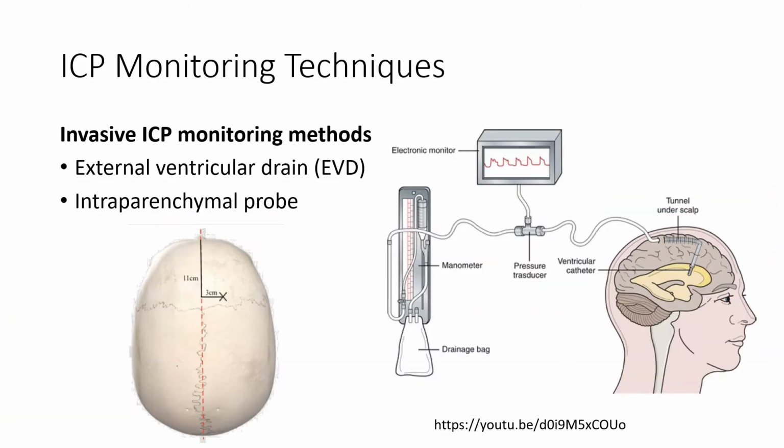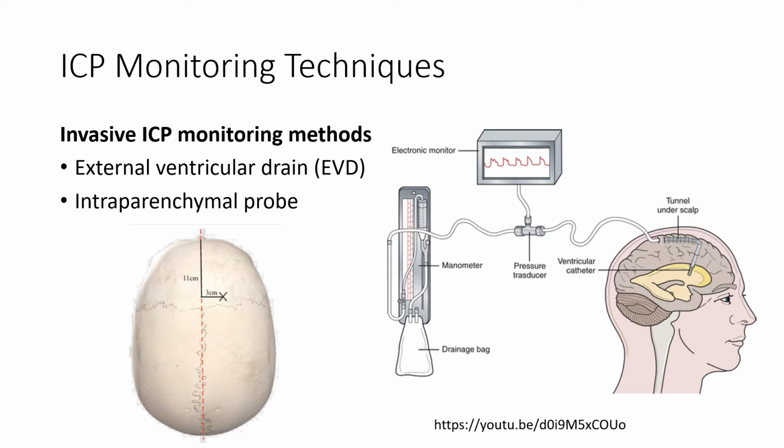So what are the common ICP monitoring techniques available? The commonest which we use in clinical practice are invasive monitoring techniques. In the invasive monitoring techniques, a small hole is made in the skull, and a catheter or a wire is inserted. A catheter can be inserted inside the ventricle and with external ventricular drainage connected to the pressure transducer.